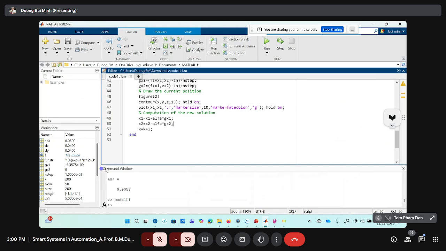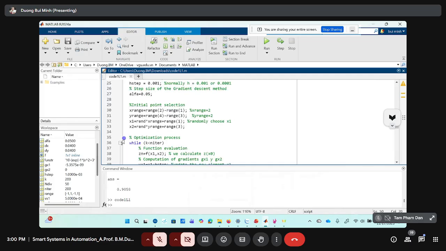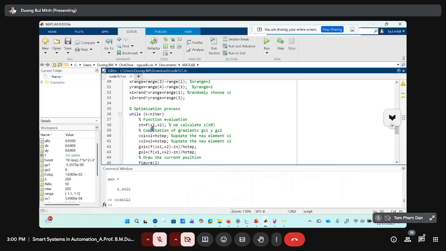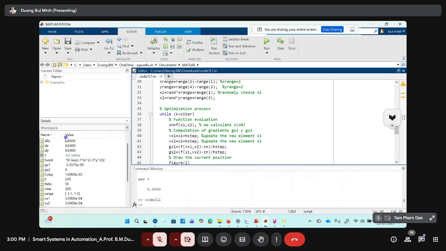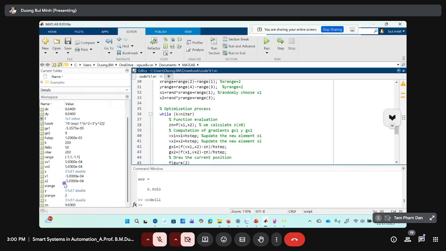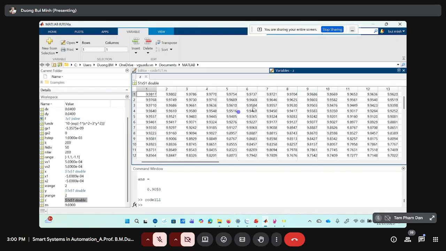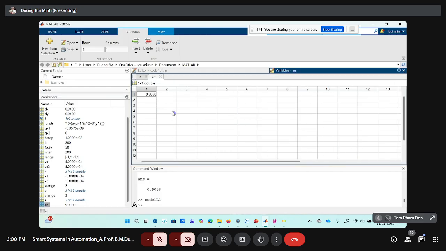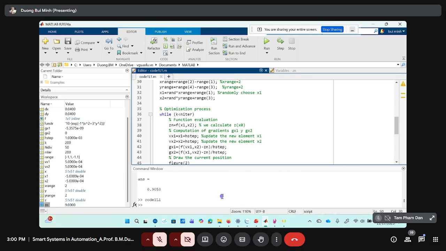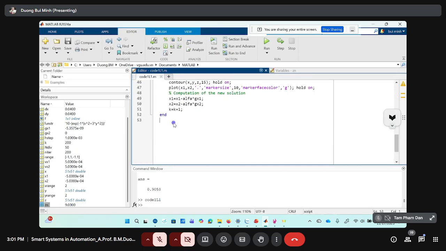So you can say fx, or zn. Zn is the value of the objective function. Now you can see the workspace, and you can see zn is 9. So I can type here, we can use print.